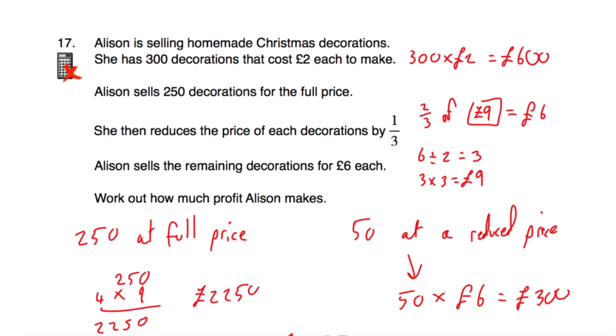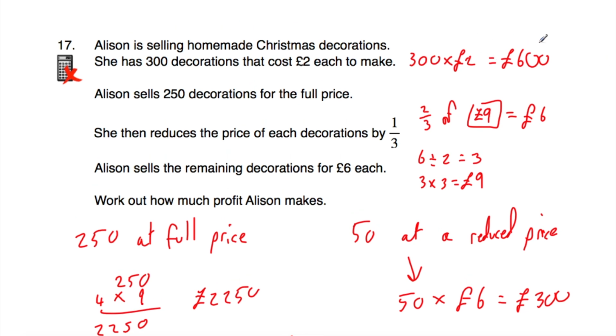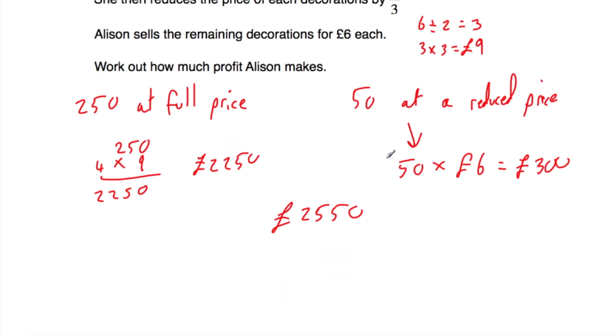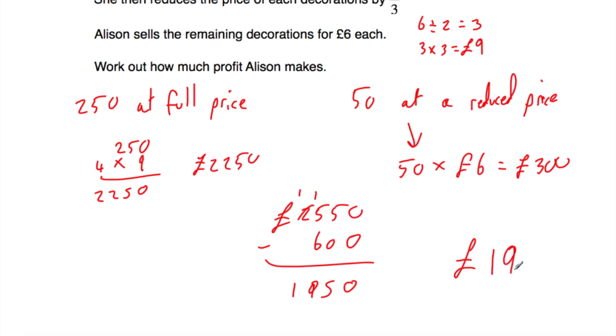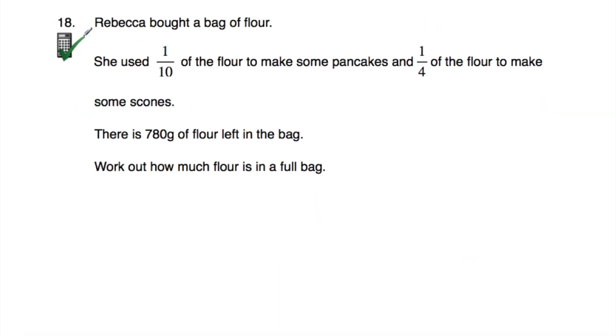Now, if we go back to the question, she spent £600 making them. So we need to take that away to work out how much profit she made. So 0 take away 0 is 0. 5 take away 0 is 5. 5 take away 6, that's borrow, so that's now a 15. 15 take away 6 is 9, and then 1. So how much profit did Alison make? £1,950. That's how much profit she made for selling the decorations. And that's it.